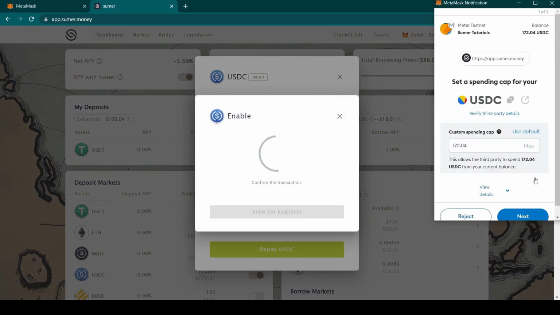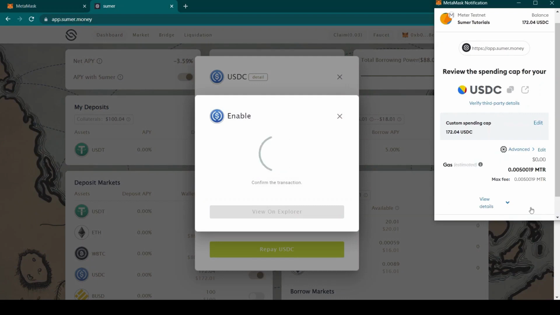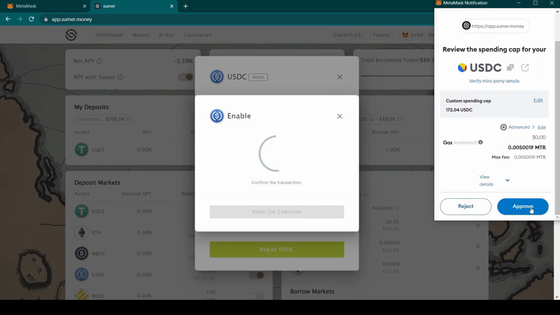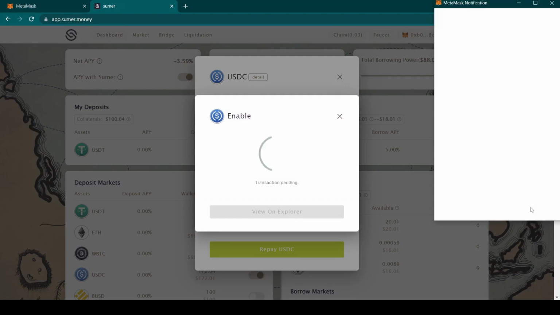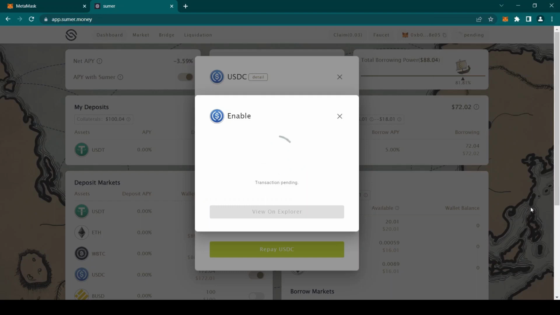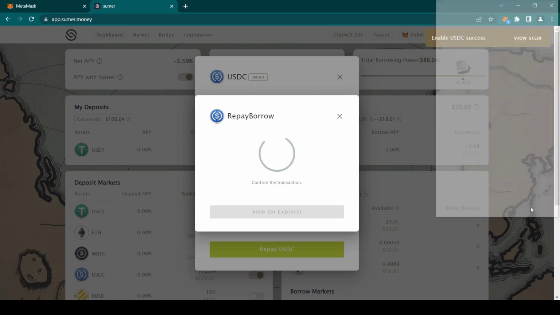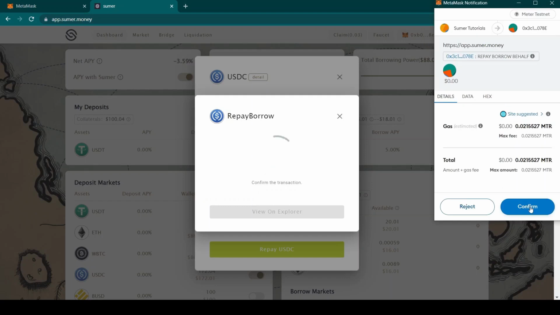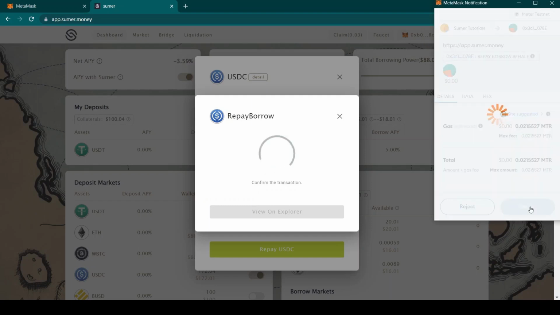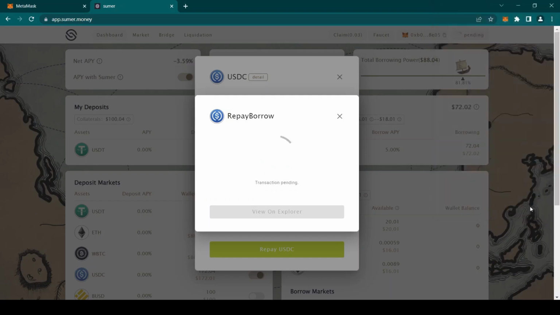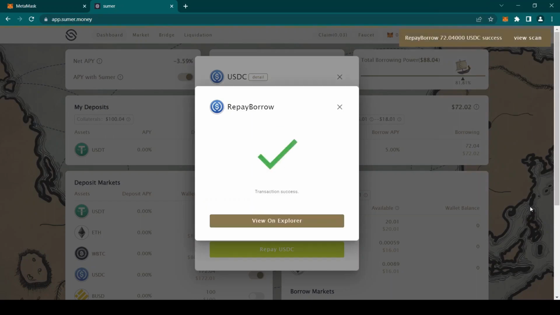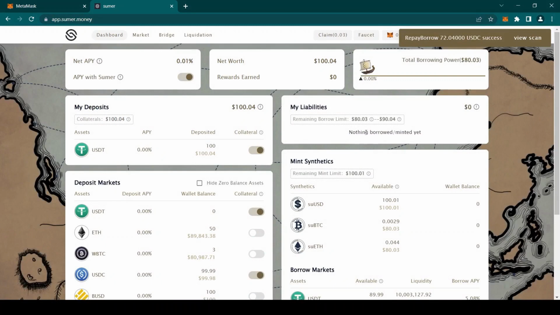The first transaction will be to approve a spending cap allowance for USDC to the Sumer.Money market. The second transaction will be to repay the debt of USDC plus interest accrued to the Sumer.Money market. The repayment is successful and we'll see our liability section updated along with the total borrowing power, net worth, and the net APY.